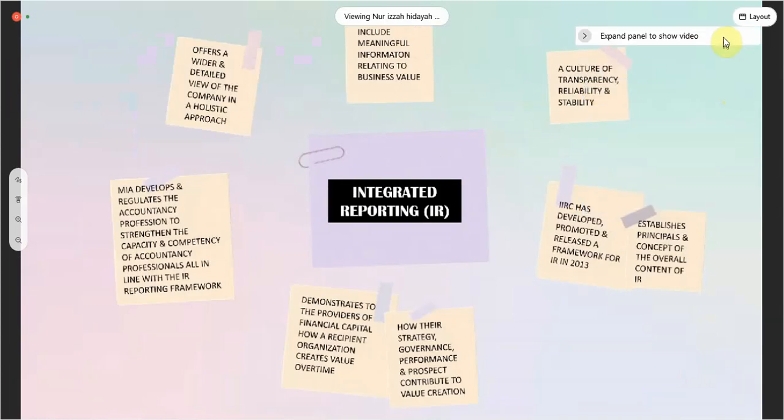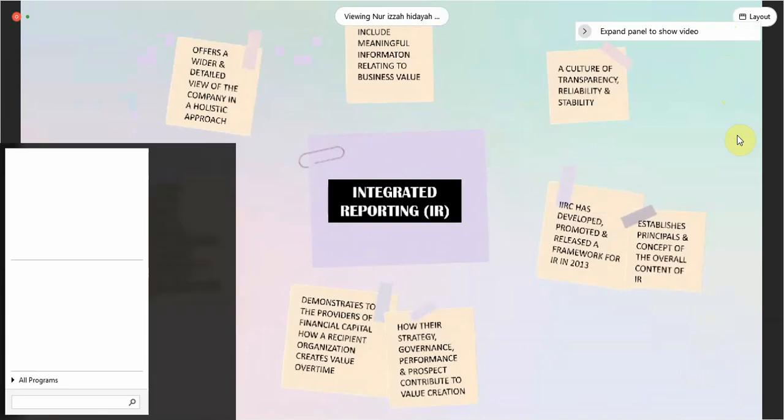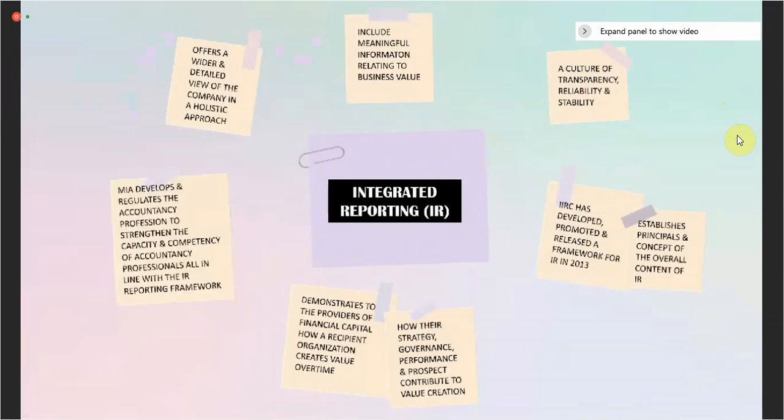A culture of transparency, reliability, and stability. The IRC, International Integrated Reporting Council, has developed, promoted, and released a framework for IR in 2013. It establishes principles and concepts of the overall content of IR.